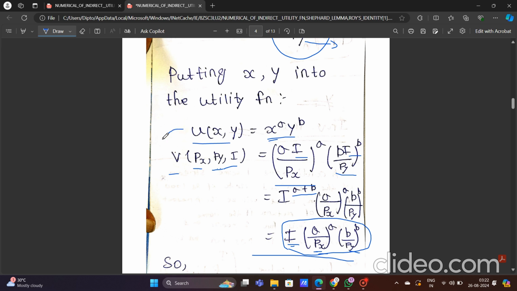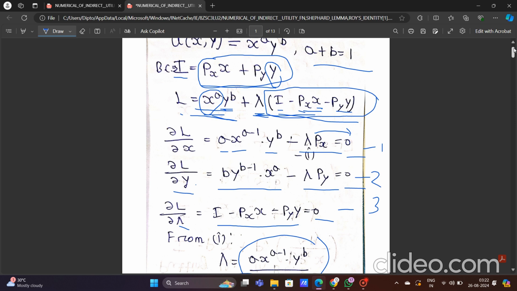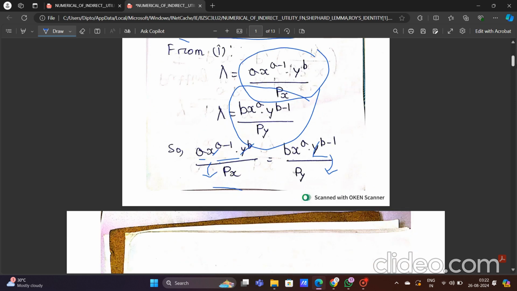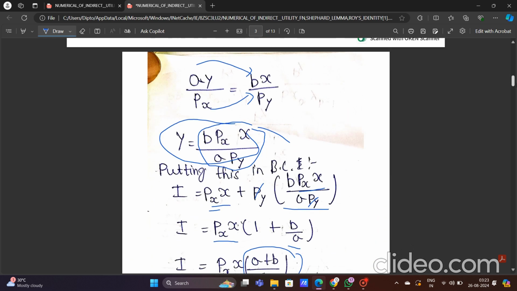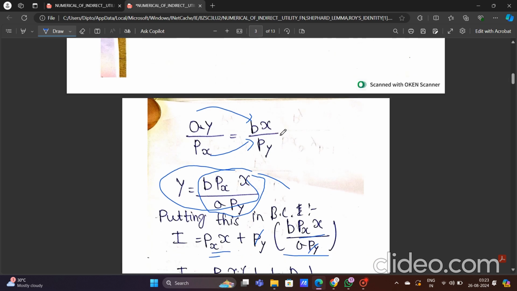What are the procedures? At first we have to form the Lagrangian function. Then after forming the Lagrangian function, you have to take the partial derivatives with respect to the quantities, that means x and y, and lambda. Then you have to compare the values of lambda. Then you have to find out the value of y, and then you have to put it into the budget constraint. You may also find the value of x from the equation, whatever you wish. So basically you have to find the value of y or x from this.